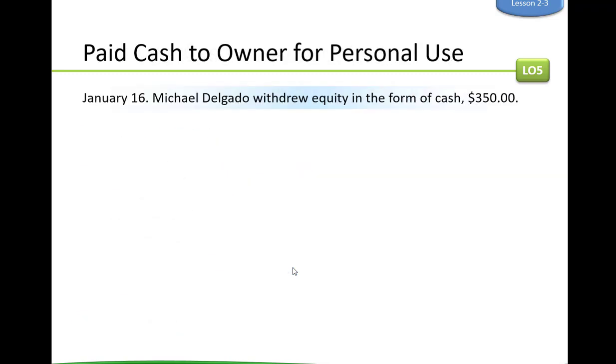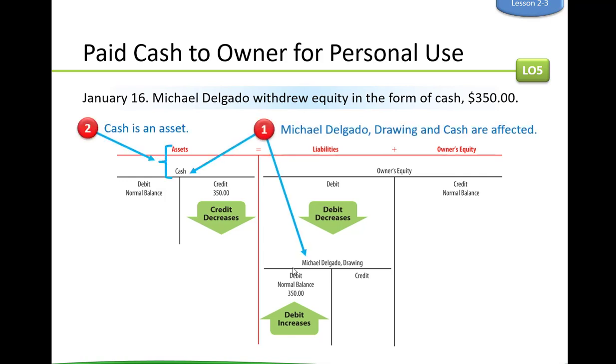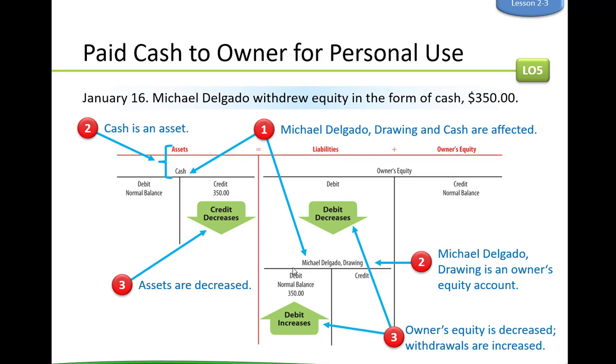And so this next one, we are going to withdraw for personal use. That means it's a drawing account. Again, this is going to behave opposite of the other things inside of owner's equity, because anytime that we're reducing our owner's equity, it is going to be a debit. Our cash is going to decrease because we're writing a check, and since it's an asset, it's going to decrease on the credit side. The owner's equity itself decreases, but the withdrawals themselves increase. So just remember that we are going to have that as a debit balance on a drawing account.